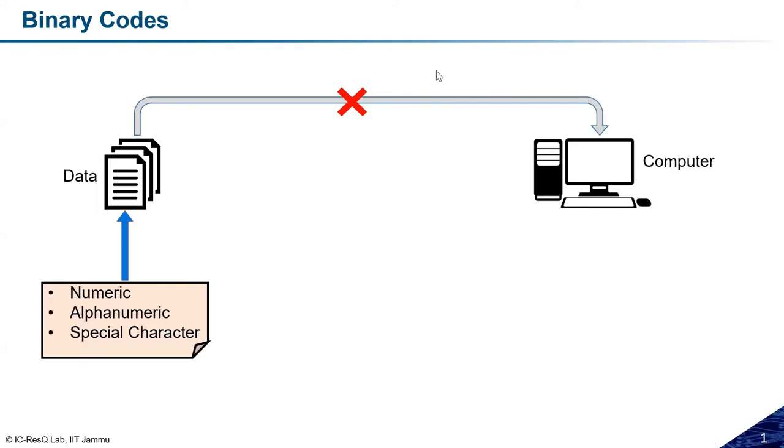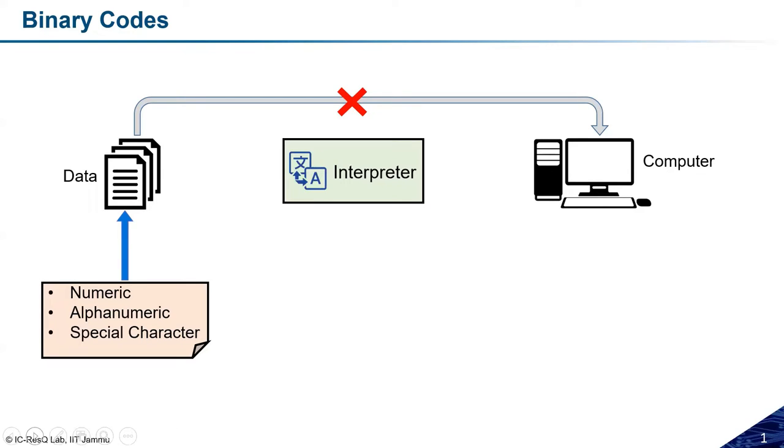So this is the important role of the binary code. Okay, this is the importance of the binary code. So for that purpose, we need an interpreter in between the data, whatever we have, which we want to transfer into the computer. And that interpreter simply converts any of the numerical data, alphanumerical data, or special characters into a machine understandable form, which is a binary form, and it transfers it into the computer. So in this way, we can transfer the data and store the data in the system or in the processor, okay?